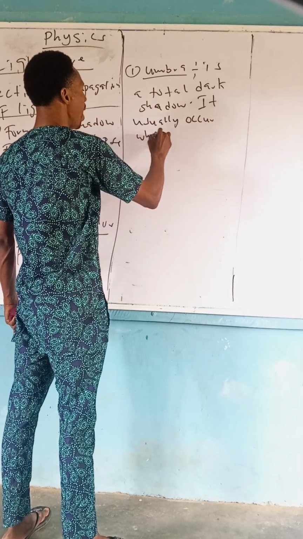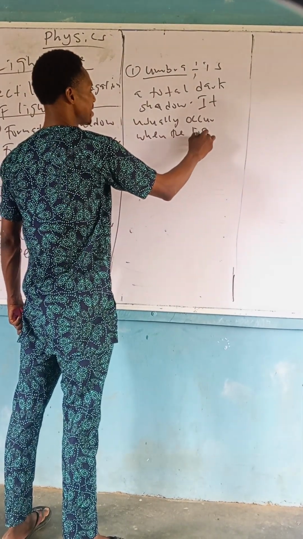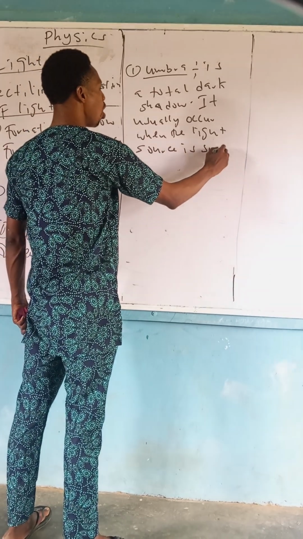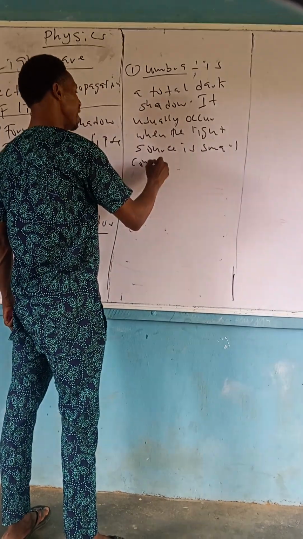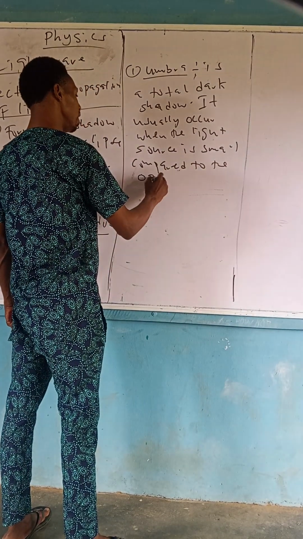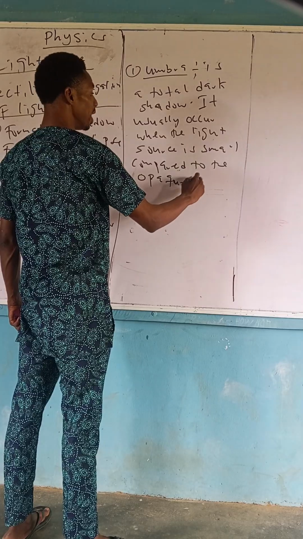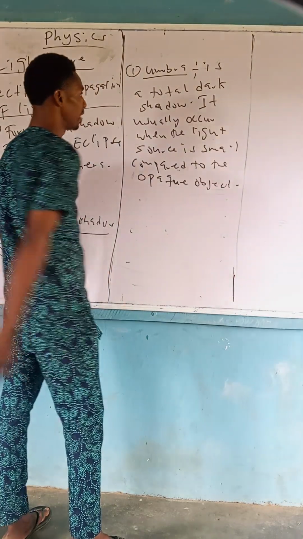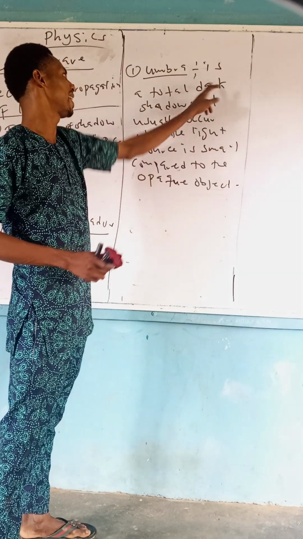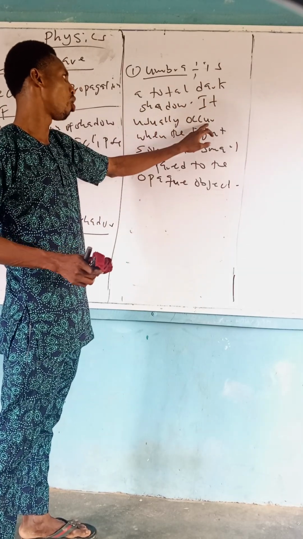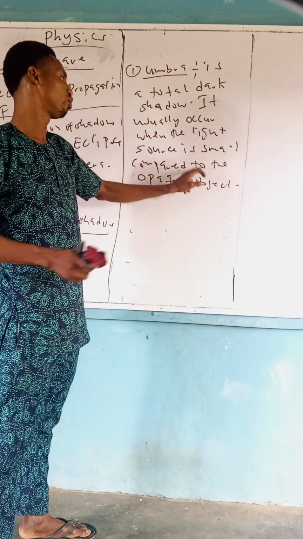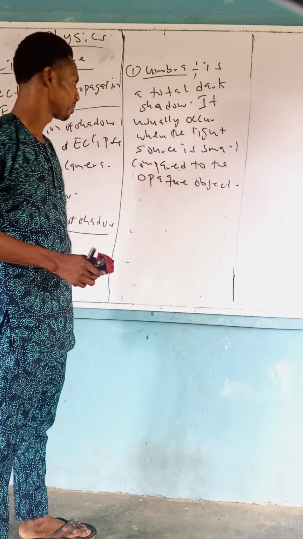It usually occurs when the light source is small compared to the opaque object or body. Please take note of that. The umbra is a total dark shadow. It usually occurs when the light source is small compared to the opaque object.